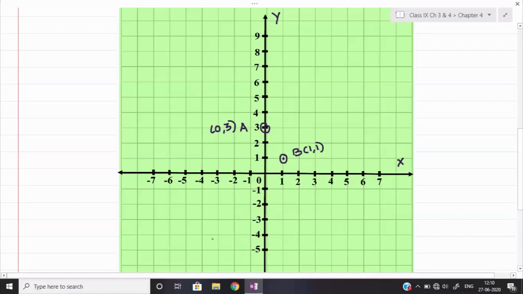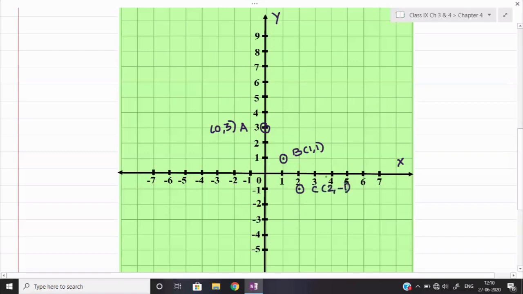The third point is given here as 2 comma minus 1. So on the x-axis, where is 2 coming? Here, and from 2 I will go to minus 1. So I will go down because the value is negative here. This is my third point C, 2 comma minus 1.